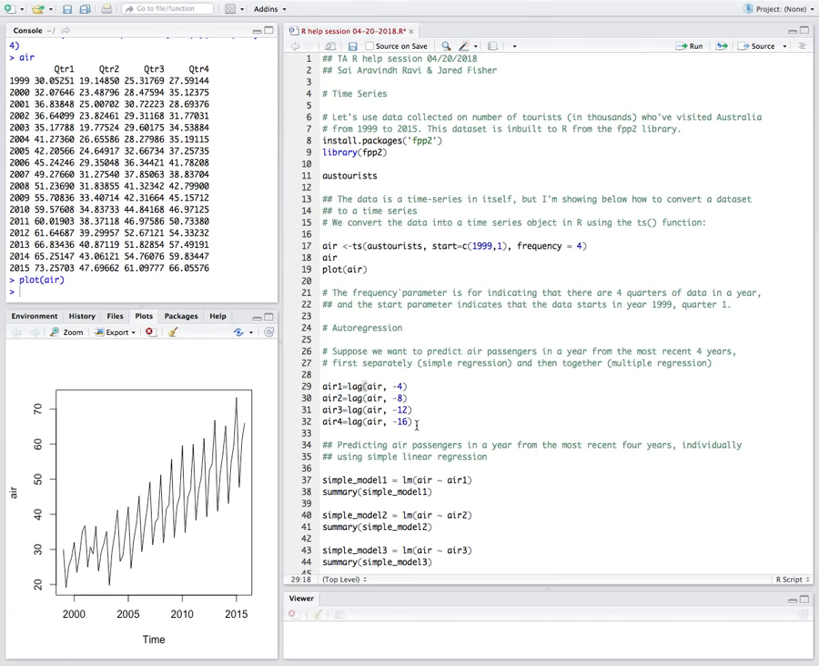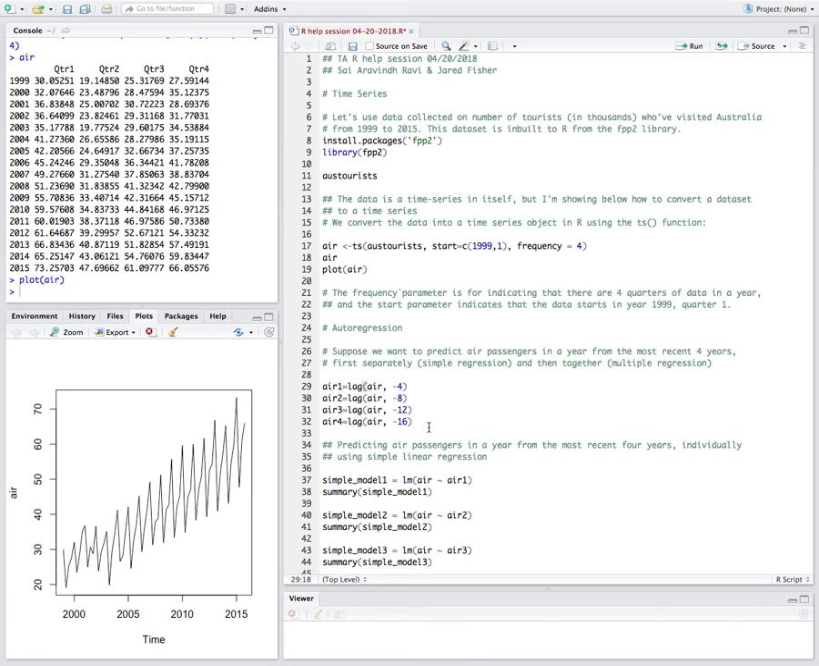Yes, so each year has 4 quarters, right? So I want to predict using the previous 4 years and not the previous 4 quarters. If I wanted to predict using the previous 4 quarters, then my A1, A2, A3, A4 would have lags of 1, 2, 3, and 4. But I want to predict based on the past 4 years of data.